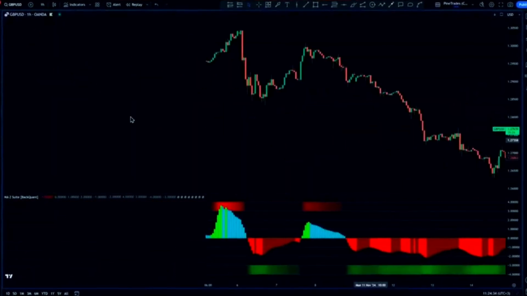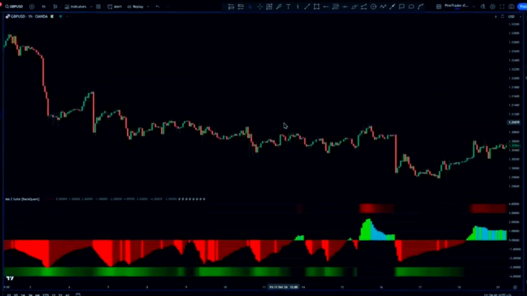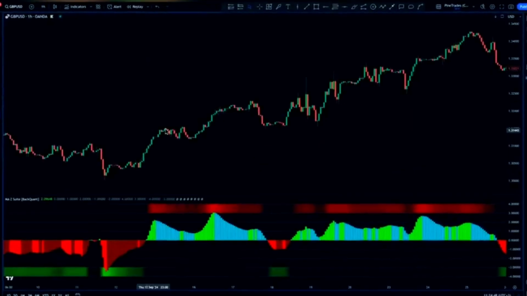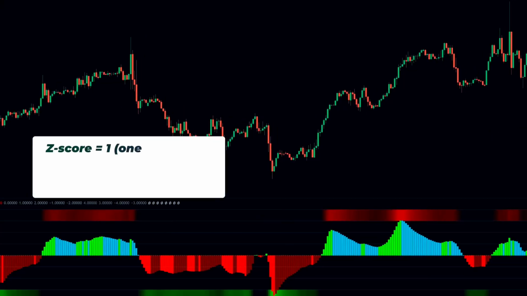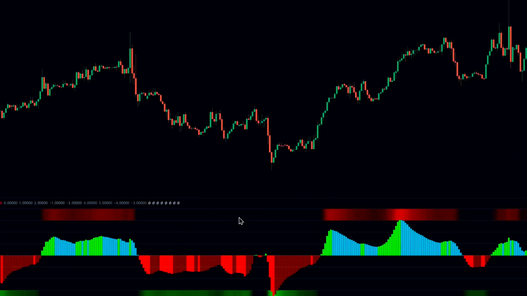You might be wondering, what exactly is this indicator? The Moving Average Zcore Suite, as mentioned earlier, is an advanced technical tool that takes 11 different types of moving averages and transforms them into a Z-score oscillator. But what is a Z-score? Simply put, a Z-score of 1 means the value is one standard deviation above the mean, while a Z-score of -1 indicates it's one standard deviation below the mean. Unlike standard moving averages, this tool quantifies values in this statistical manner.